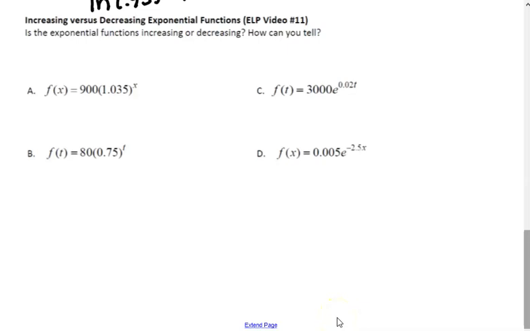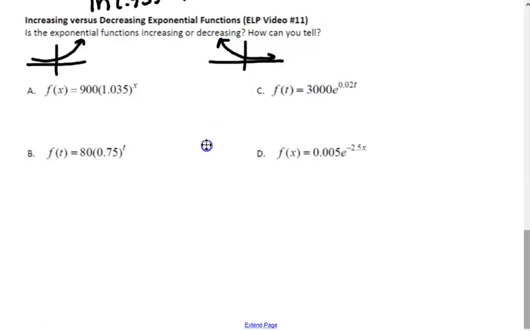Remember that we had increasing exponential functions and we have decreasing exponential functions. In increasing exponential functions, our input value, which could be in this case x or t, goes up, y goes up. Here, as our input value goes up, y goes down. How can you tell which one is which?